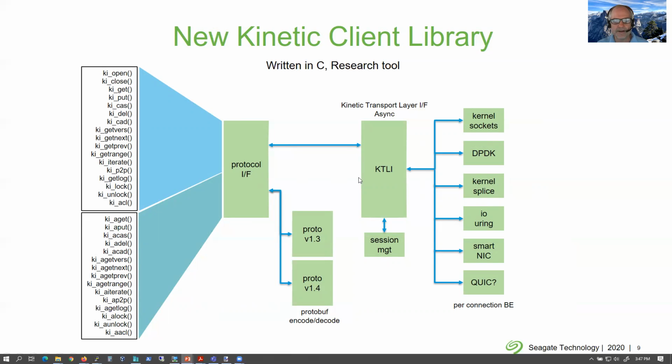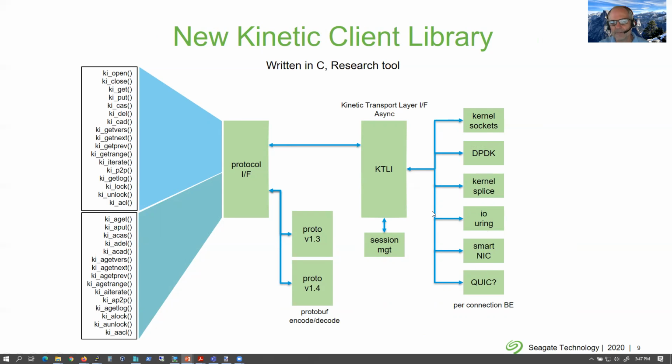It's broken up as a research tool to allow us to test against various different protocol versions of the Kinetic protocol. It also has differing backends, because one of the things that's changed over the last 5 years is that the access APIs to the network stack have changed. We have legacy kernel sockets, but we also now have DPDK, some zero copy things in the form of kernel splice. We have io_uring. We have smart NICs, and we even have new protocols such as QUIC.